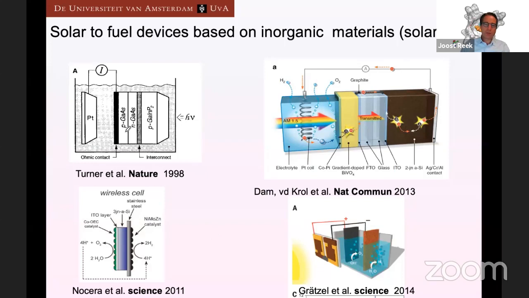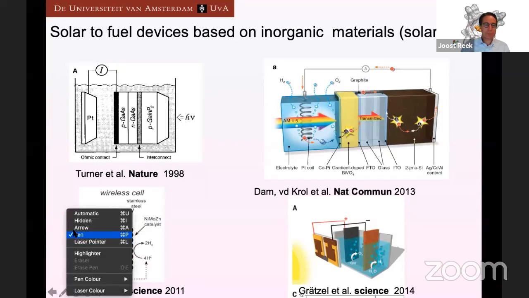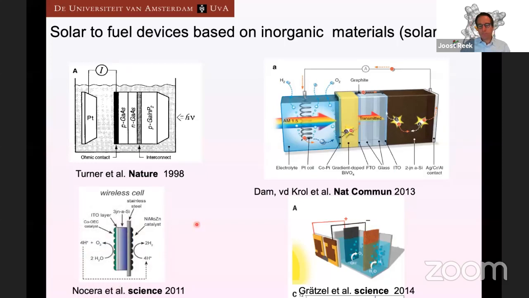Here you see a few early devices that are based on inorganic materials: a solar cell connected to catalyst coatings to do, on one hand, for example, water oxidation, and on the other hand, proton reduction. These types of cells have been developed, and the efficiencies vary between 2-3% up to 10 or 15%.